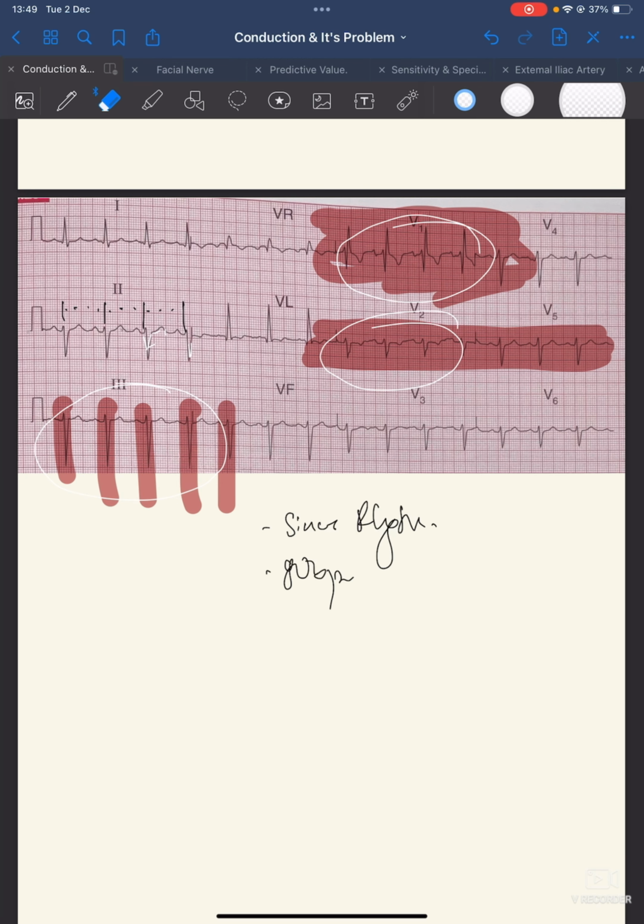So, sinus rhythm, 90 beats per minute. Following this, I'll be doing the reading on the basis of the P, Q, R, S, T and U pattern. I have done the P wave, then I'll be going to the PR interval.